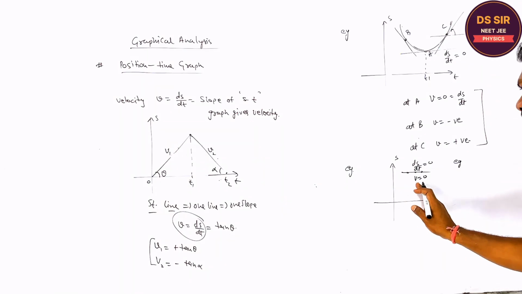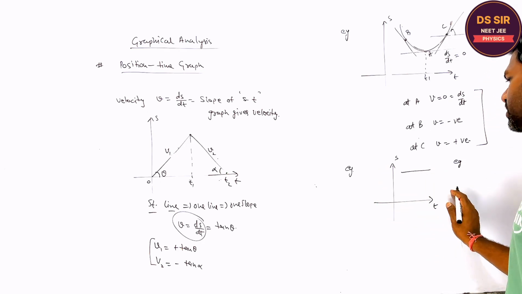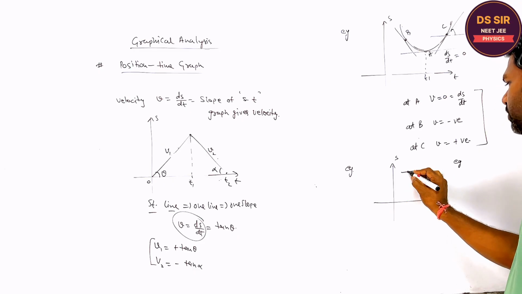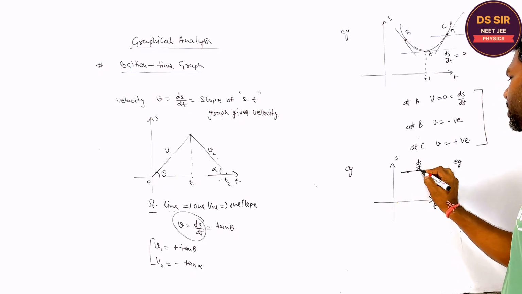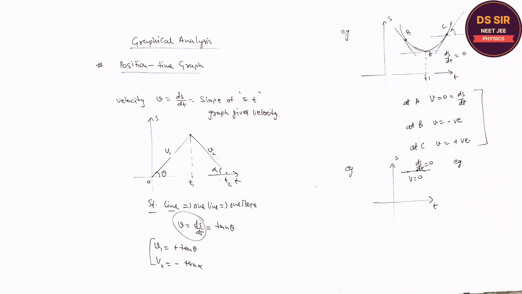Okay. So this is the case where the ST graph is a straight line like this. So everywhere, what is the slope? Say ds upon dt is equal to what? 0. And therefore at every point the velocity of the particle is 0. You understand or not?